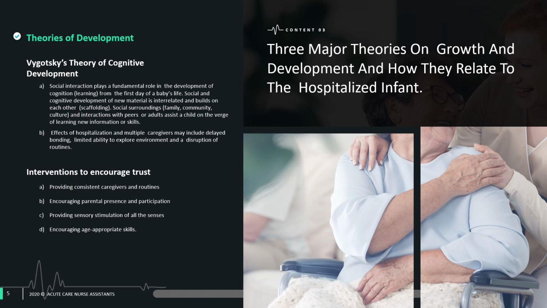Effects of hospitalization and multiple caregivers may include delayed bonding, limited ability to explore their environment, and a disruption of routines. Interventions to encourage trust: providing constant caregivers and routines, encouraging parental presence and participation, providing sensory stimulation of all the senses, and encouraging age-appropriate skills.